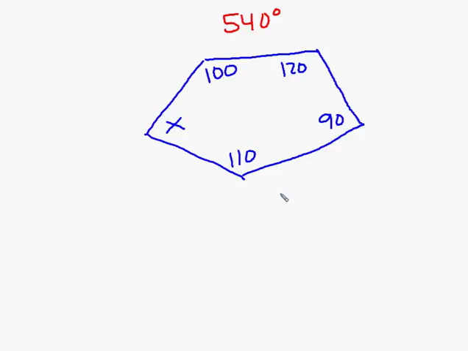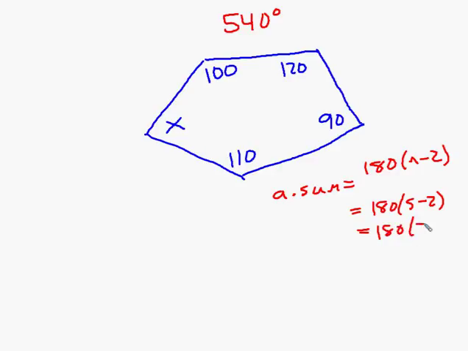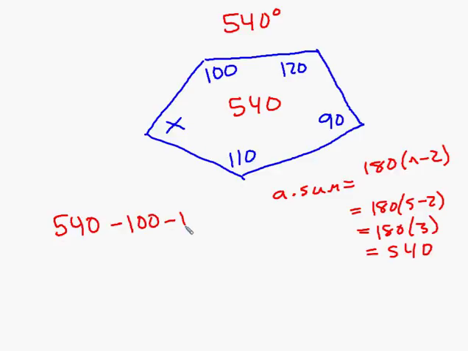So, the angle sum is 180 times n minus 2. That's our angle sum. We have 5 sides, so 5 minus 2. So 180 times 3 gives us our 540. We aren't done yet. That tells me how many total. So if I add all these up, my total is 540. I'm going to do 540 minus 100 minus 120 minus 90 minus 110, and that's going to give me this X.